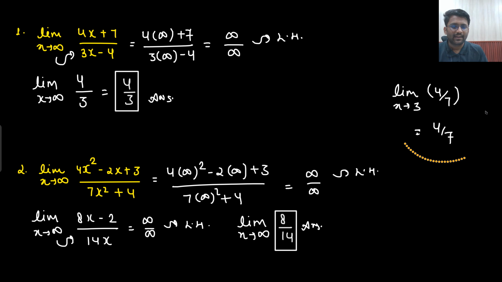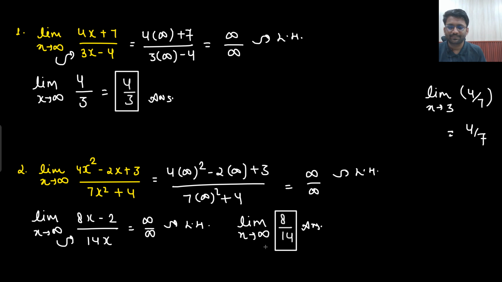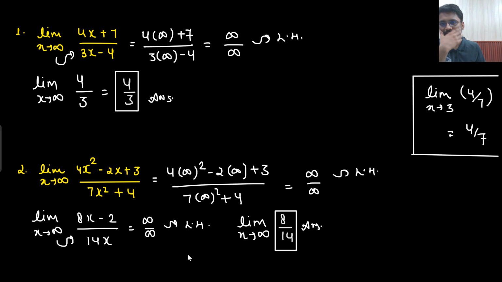Understandable? Let's understand one more method here. What is that method? Now I know that x is tending to infinity, right? So 4 into infinity plus 7, 3 into infinity minus 4. I know that x is tending to infinity. That means this particular value will be very large, no? If x is tending to infinity, this particular value will be very large. And this particular value will also be very large.